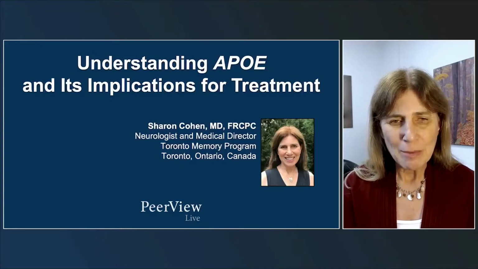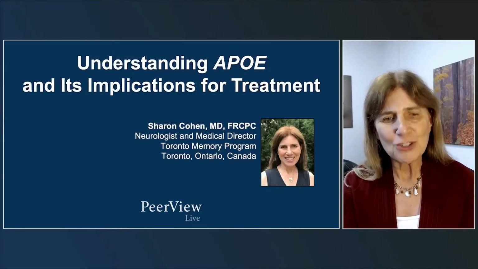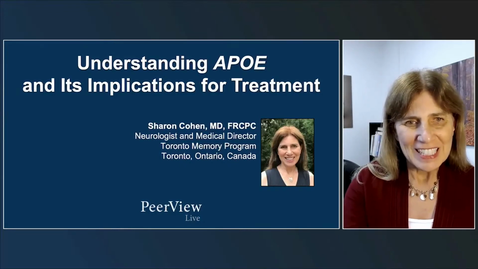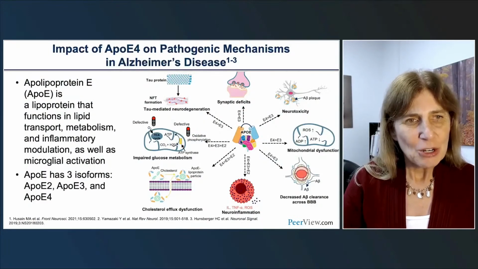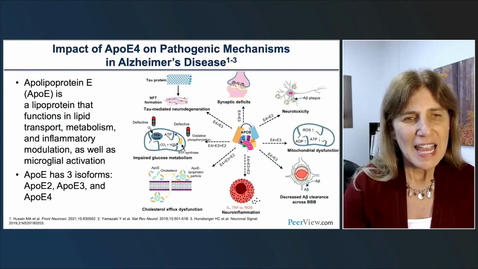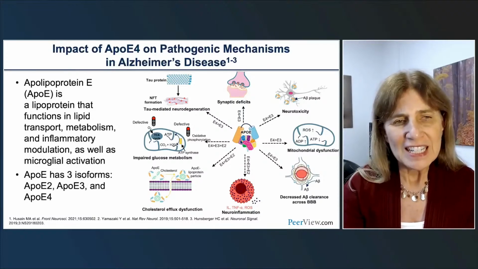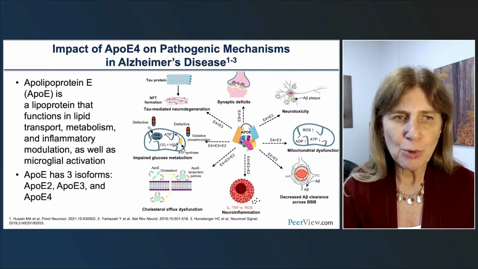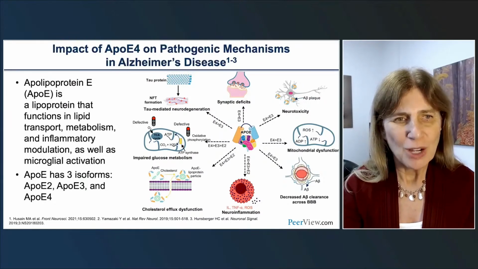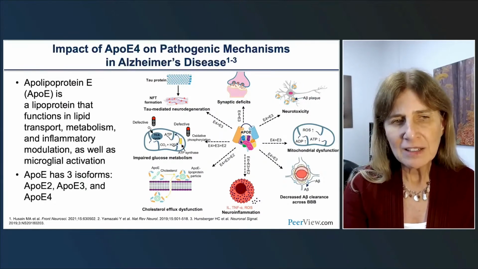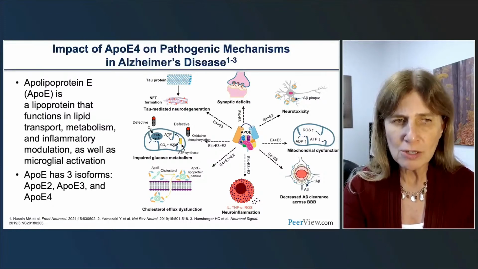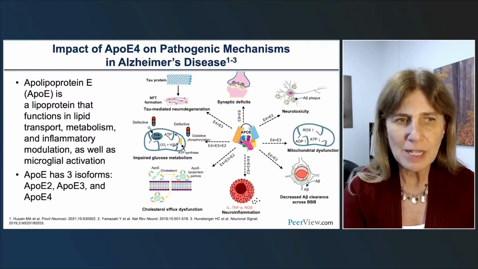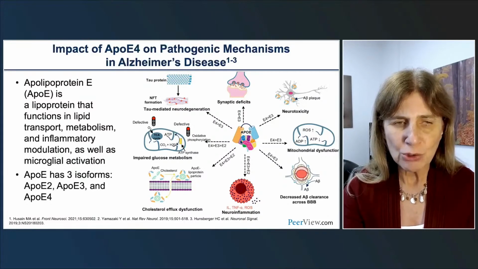So let's begin. I'm a behavioral neurologist situated in Toronto, Canada. And what I'd like to start with is the fact that ApoE4 is a gene that codes for the apolipoprotein E, or ApoE lipoprotein, which functions primarily in cholesterol transport, but also has actions on metabolism, inflammation, and microglial activation.